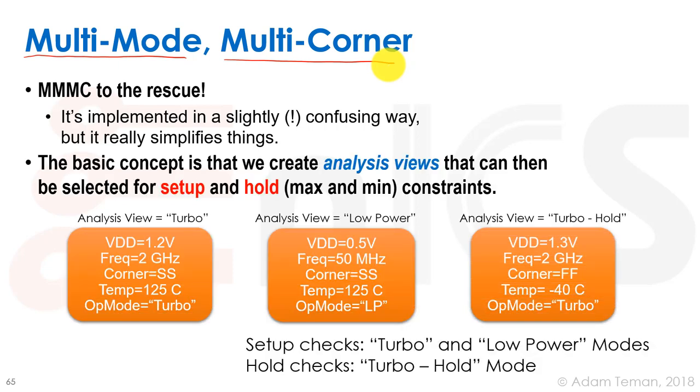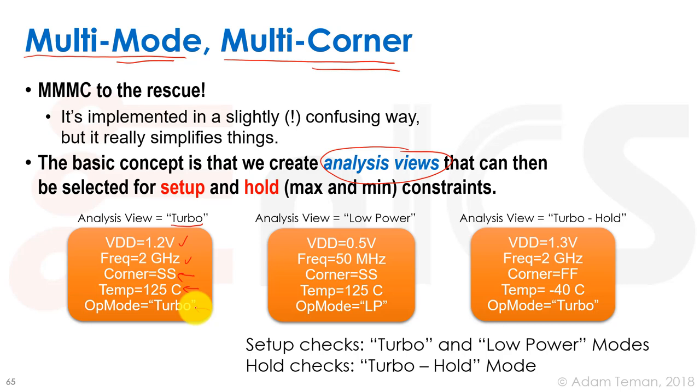So the basic concept is that we create something called an analysis view. An analysis view is something that we can check for setup or hold constraints. Since this is multi-mode, multi-corner, it contains a mode and a corner. By putting those together, we derive this type of analysis view. For example, in our spec, we might have three different types of views that we want to check. We have one called turbo mode. Turbo mode has high voltage and a high frequency, and we want to check it for setup because this is our performance corner, so we put it at slow for worst case with 125 degrees, and we use this turbo operating mode. We have to set our different registers and so on to the turbo mode.